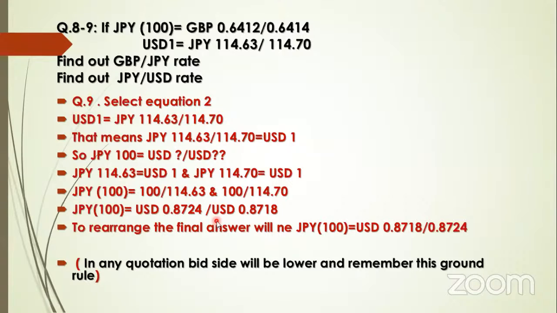In this question, one USD is equal to JPY 114.63/70. They are asking the other way around, which means it is an indirect quote. Direct quote is bid, indirect quote is ask. Don't get confused with direct and indirect; that is our older concept. You forget that concept now, it's traditional.